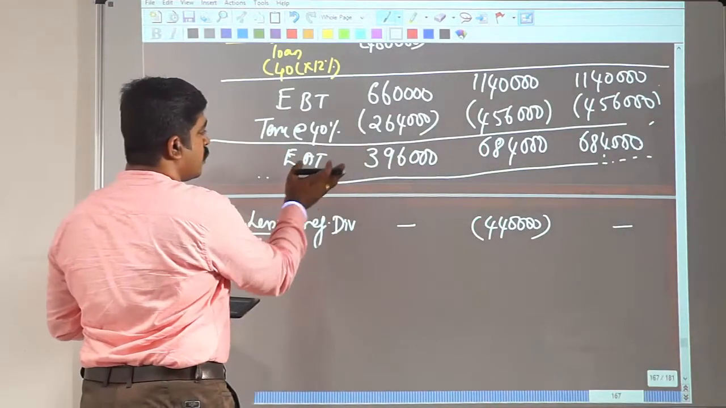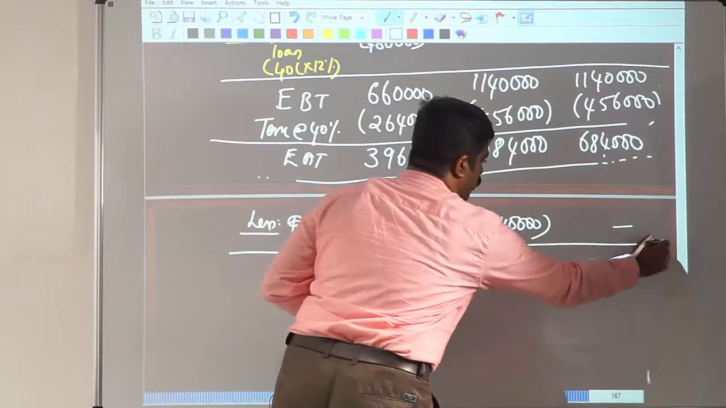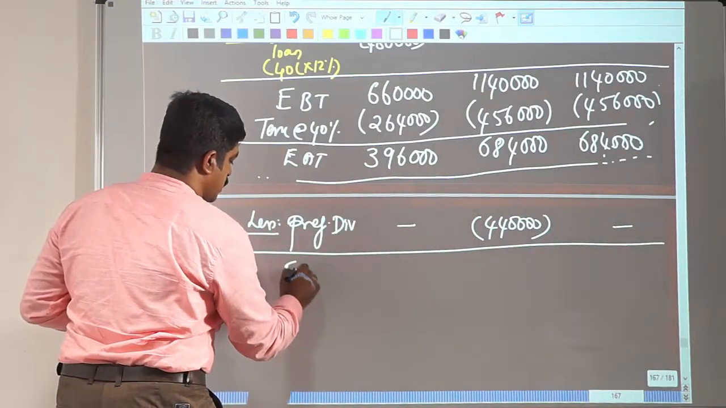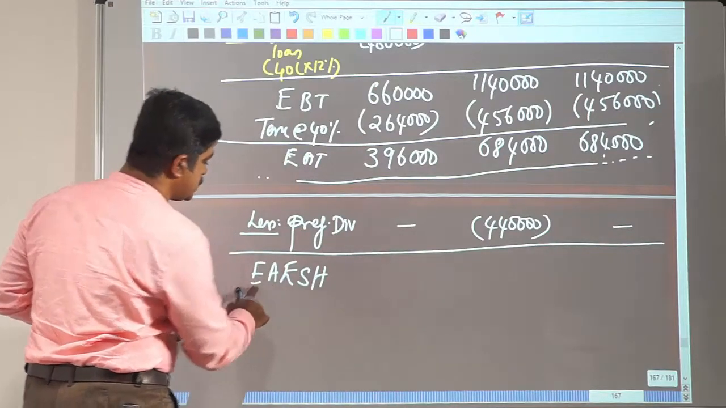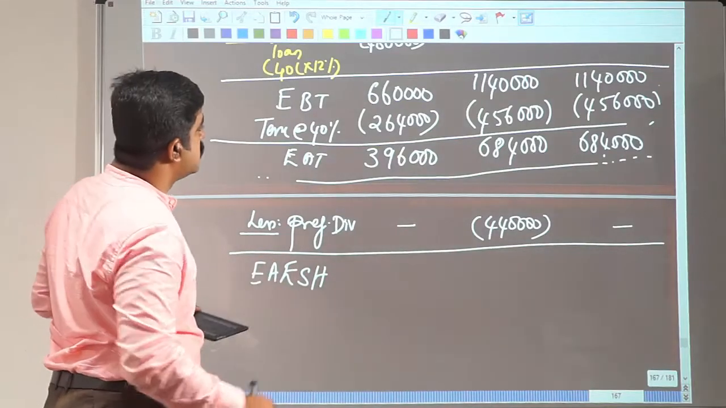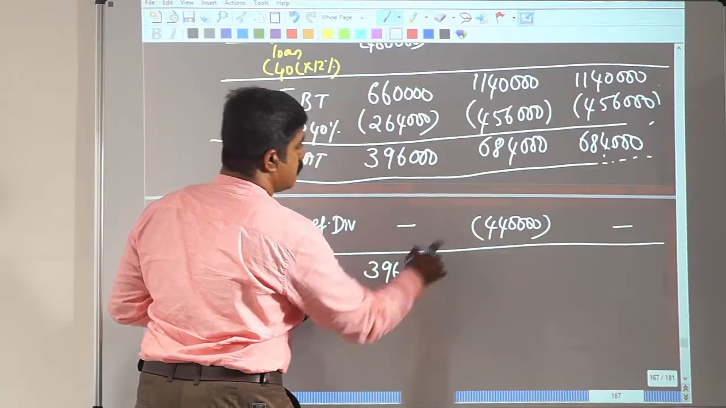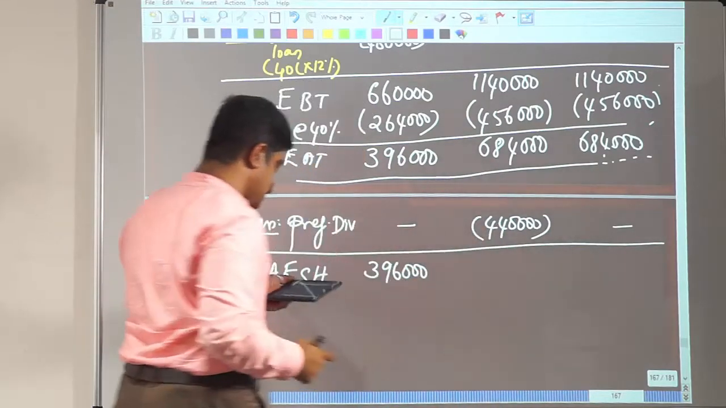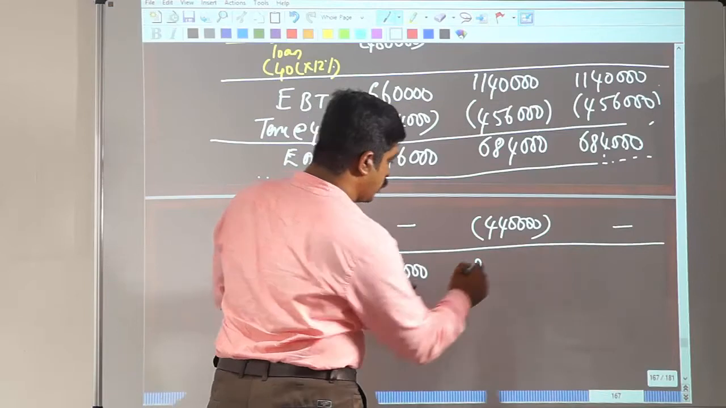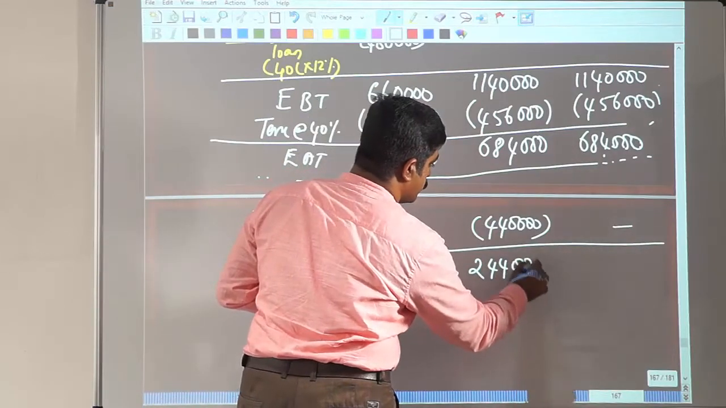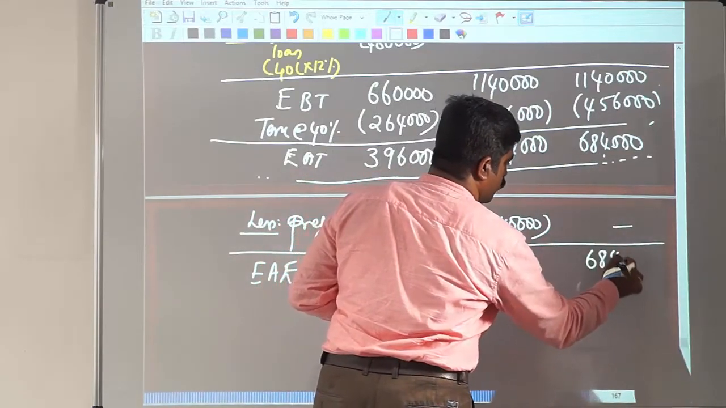Now from this earnings after tax, I'll remove the preference dividend. So what I'll get is earnings available for equity shareholders. Let's say EAESH. So for case 1, it is going to be 3,96,000, same, no change. But for alternative B, it is 6,84,000 minus 4,40,000, so it is going to be 2,44,000. And the third one, it's going to be 6,84,000 minus 0, so it is same 6,84,000.